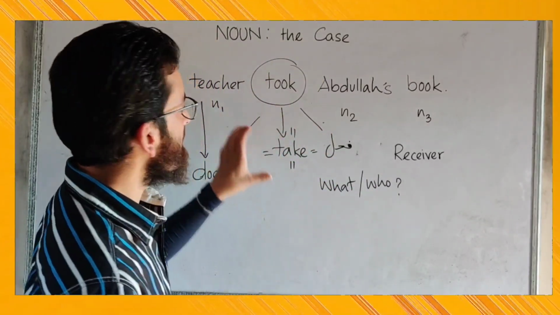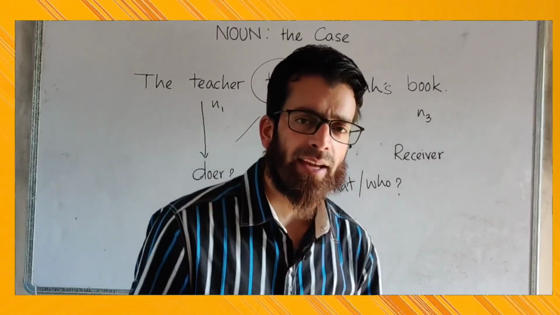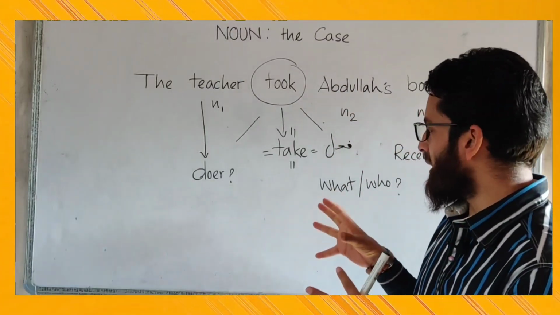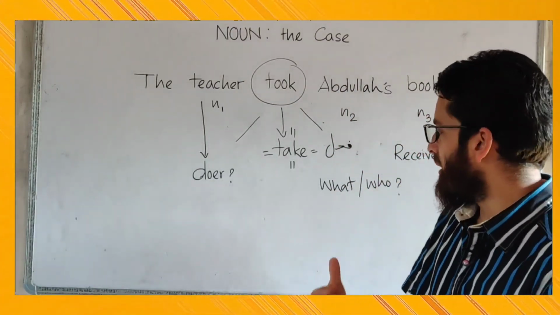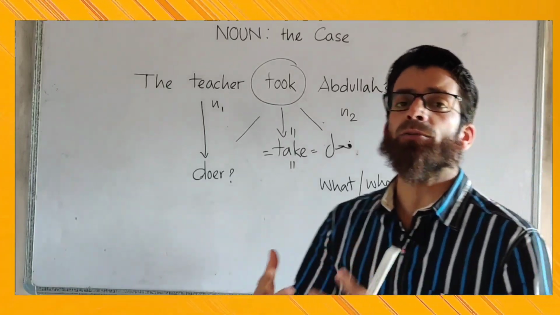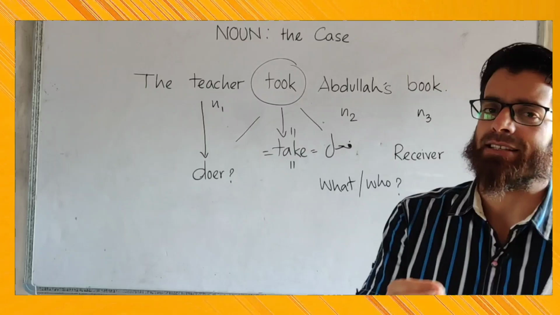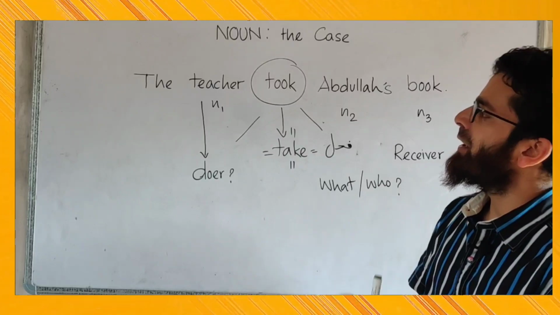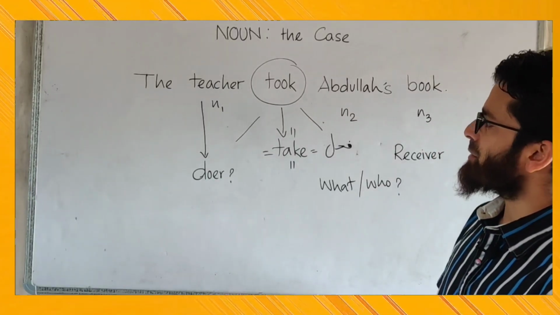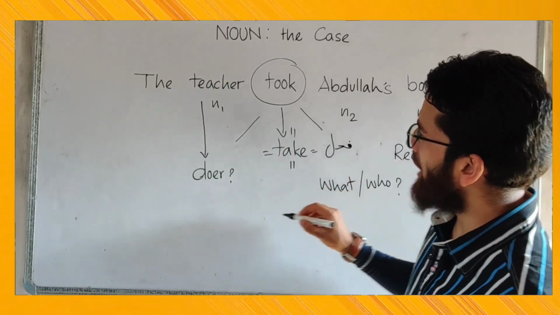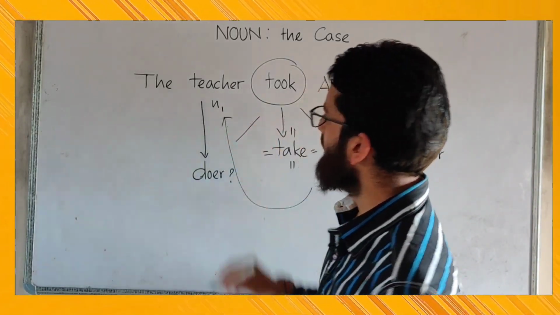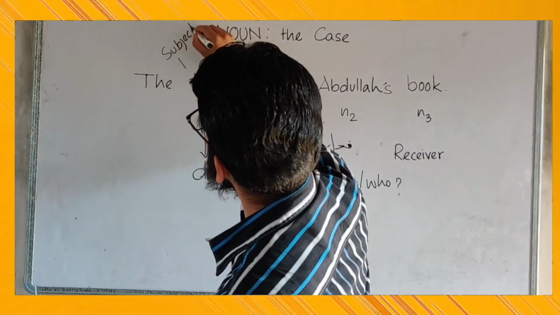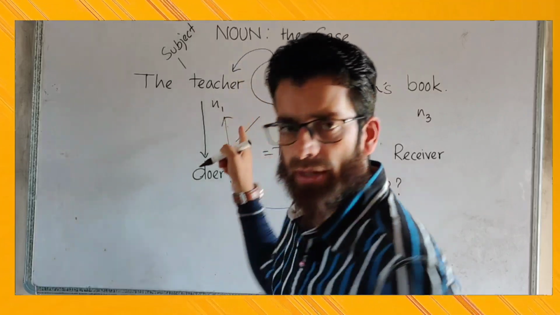तो यहाँ पर अगर आप किसी सेंटेंस को लेंगे, आपको पता नहीं है इस सेंटेंस का मेन सब्जेक्ट क्या है, तो फ्रेम अ क्वेश्चन बाय स्टार्टिंग योर क्वेश्चन बाय व्हाट और हु, और जो इस व्हाट और हु का आंसर होगा वो आपके सेंटेंस का सब्जेक्ट होगा। तो यहाँ पर ये जो हमारा सेंटेंस है, द टीचर टुक अब्दुल्लाह's बुक, you can frame a question, who took Abdullah's book? तो who का answer simply we know that is the teacher, and hence teacher is the subject of the sentence or subject of the verb.